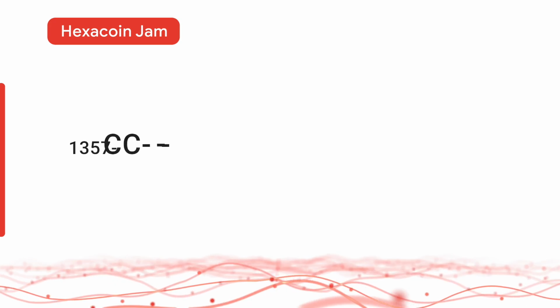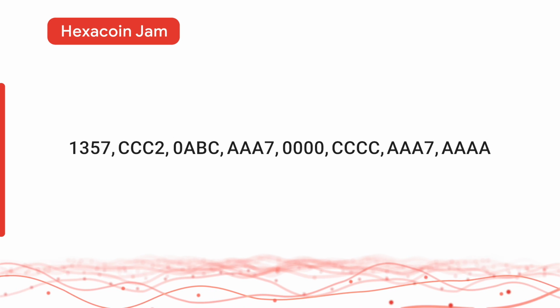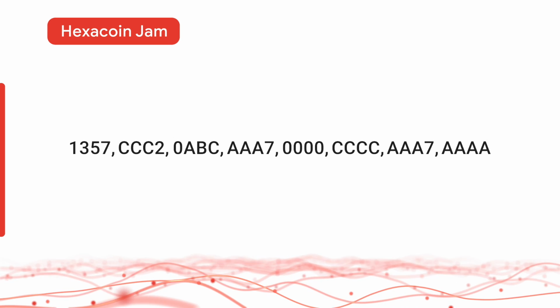Hexacoin is CodeJam's newest cryptocurrency. Just like normal cryptocurrencies, you need to mine the coins. However, the way you mine a hexacoin follows a rather strange process. First, you are given a list of numbers. Each of these numbers is written in base 16.